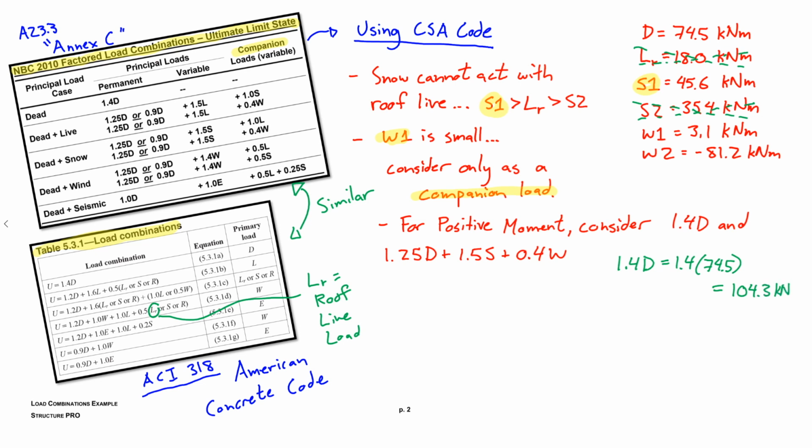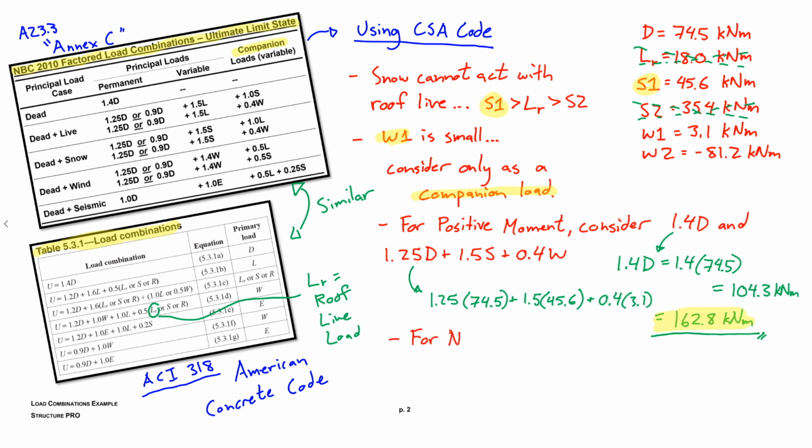If we do the math here, 1.4D gives us 104.3 kilonewton meters. And if we do the math on the second positive moment load combination, 1.25 dead plus 1.5 S1 plus 0.4 W1, we wind up with a value a little bit greater at 162.8 kilonewton meters. So the second one is the governing positive moment. That was pretty simple. We only needed to investigate 2 positive moment cases.